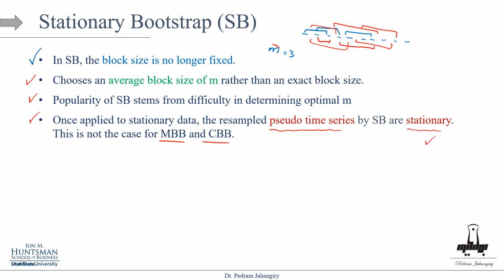And I think one last thing I want to emphasize is that the popularity of stationary bootstrap comes from the fact that it is hard to come up with the optimal value for a fixed block size of M, right? It's going to give you more room to just focus on the average value of that M, and then you can change the size of these blocks. It can be any number, right? All right, I think that's pretty much it.